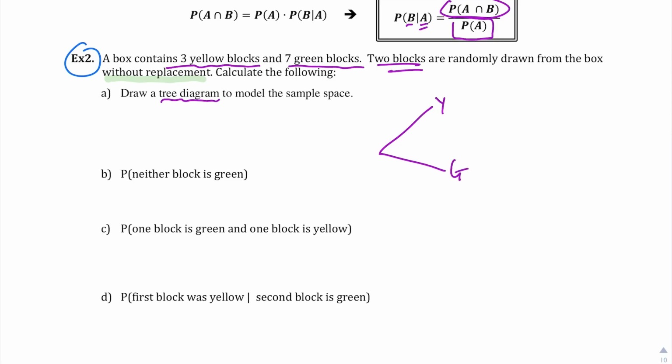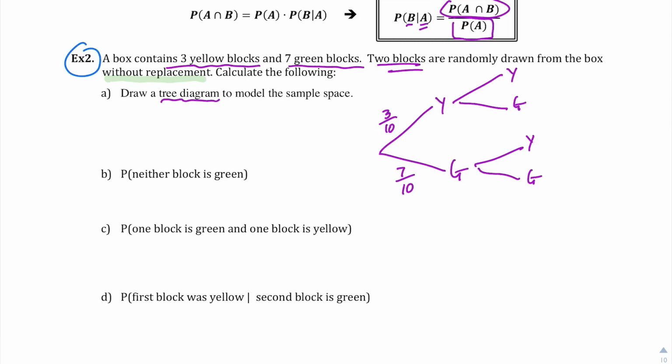The chance that I get a yellow block is there are 3 yellow blocks out of a total of 10. Of course, you can write that as 0.3. Chance that I get a green, 7 green blocks out of a possible 10. And then on the second draw, the outcomes are the same. It's either yellow or green, but following different outcomes from the first draw.